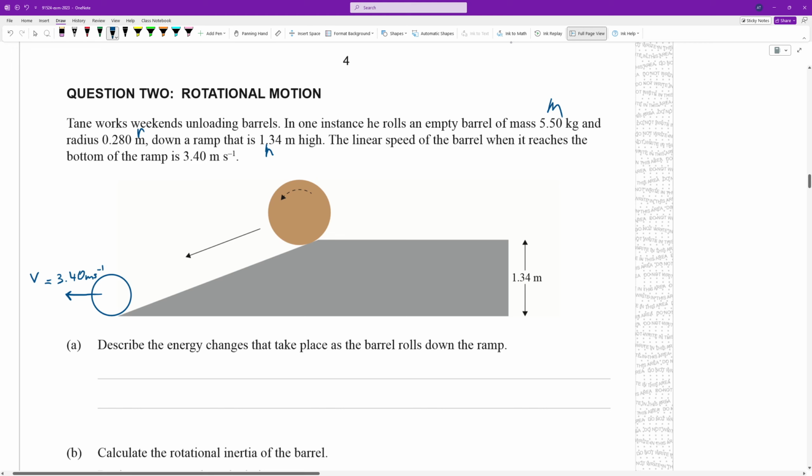Part A, describe the energy changes that take place as the barrel rolls down the ramp. Alright, well, what does it start with? What energy? It's got some height, right? It starts with gravitational potential energy.